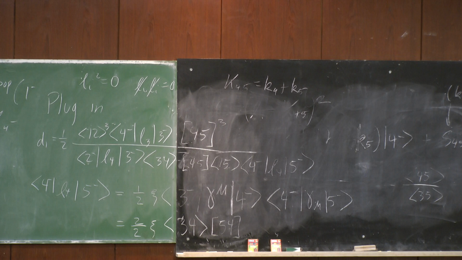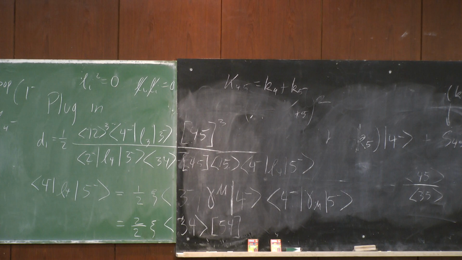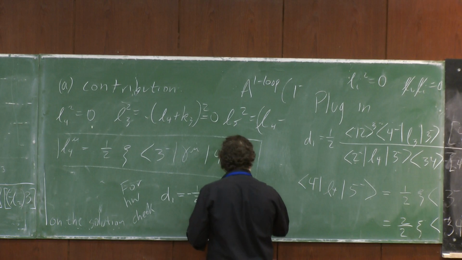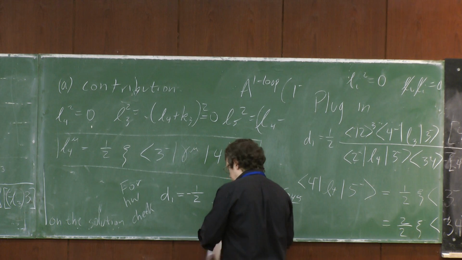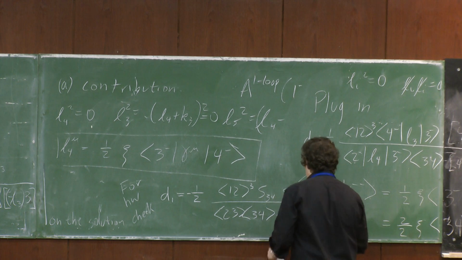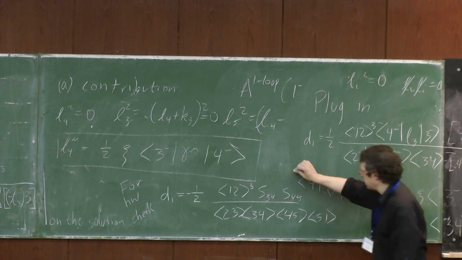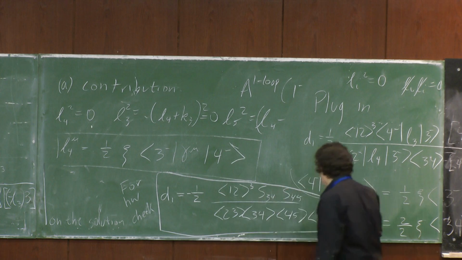In fact, let me just write down the final answer that you get, so that if you actually do this for homework, which would be a good idea, I had some missing steps, but you should fill in the missing steps. So for homework, you can check that this is the answer you get. ⟨1 2⟩ cubed, S34, S45, over ⟨2 3⟩⟨3 4⟩⟨4 5⟩⟨5 1⟩. Okay, so this right here is the answer for the coefficient.